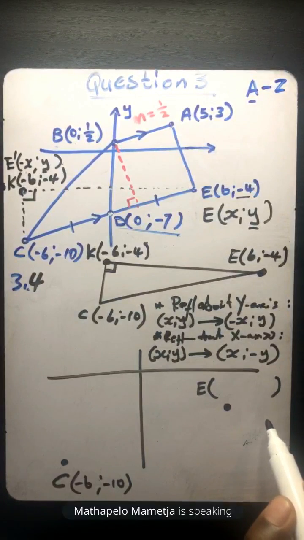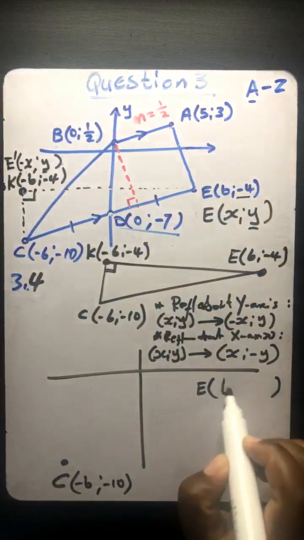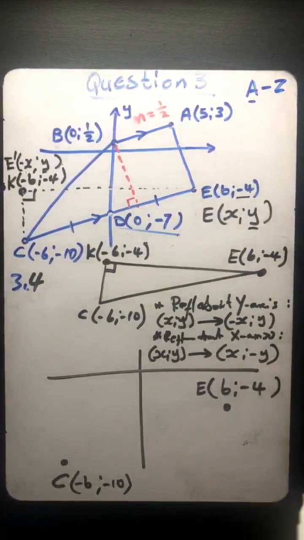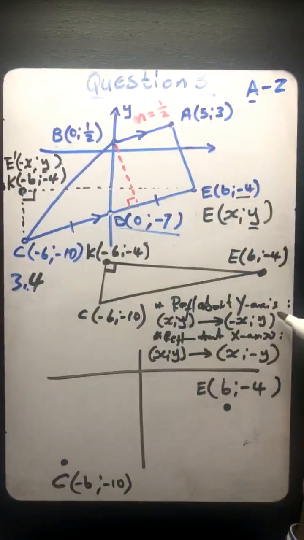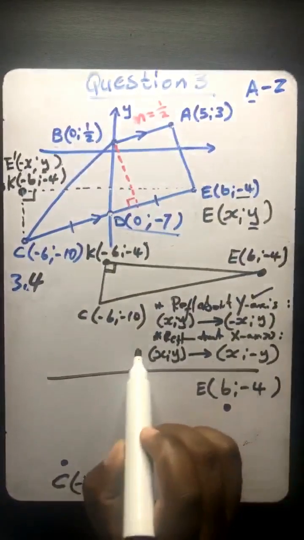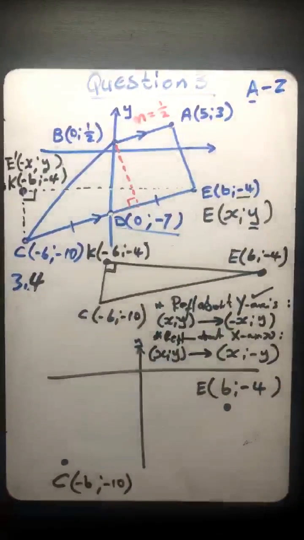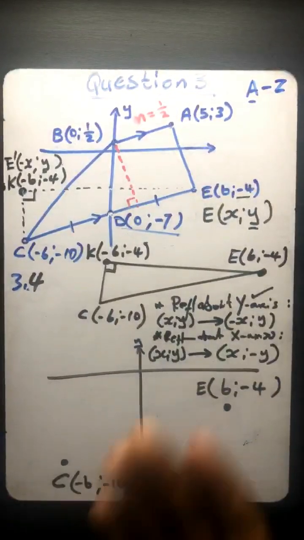It's 6 and negative... Yes, it's 6 and -4. Okay, so they are saying reflection about the y-axis. You agree? Yes. So that means we reflect this thing about the y-axis.